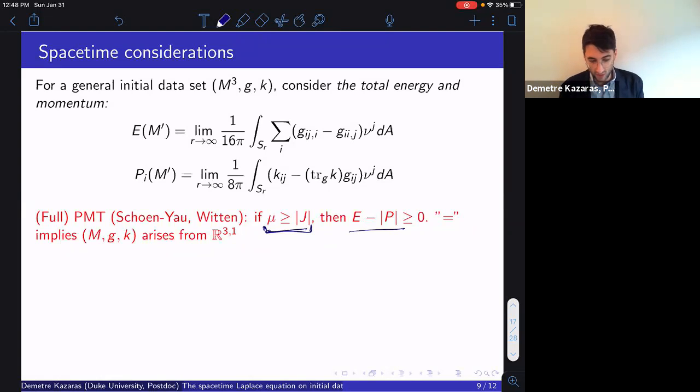Moreover, if you realize equality in the system, if the total mass is 0, if the Lorentz length is 0, then you should arise as a hypersurface of Minkowski space, in which case both E and P are 0. In other words, if the total energy momentum of the system is null, if its length is 0, then it actually is 0. It is the 0 vector.